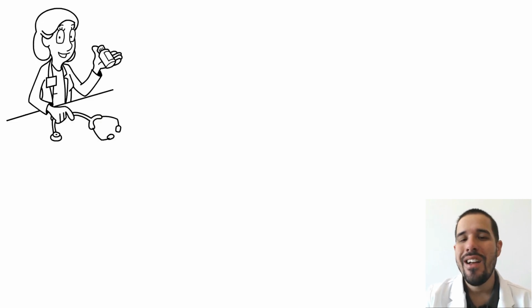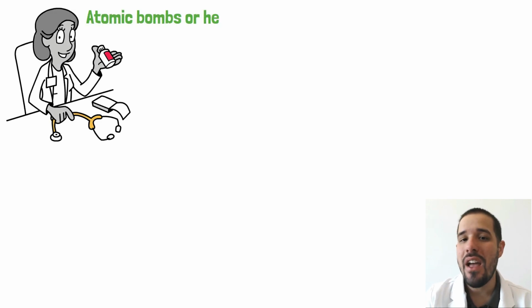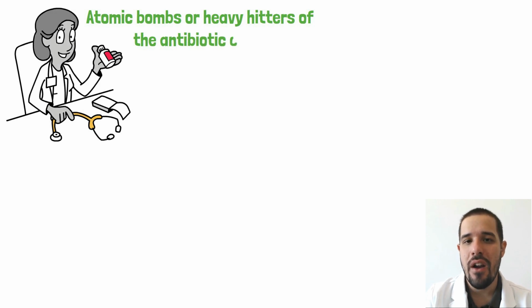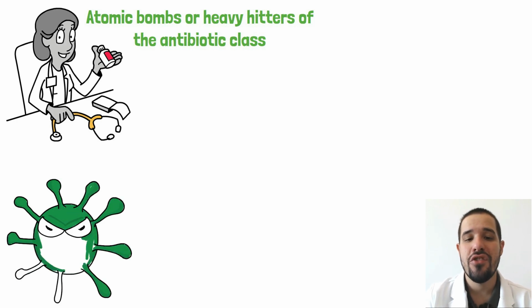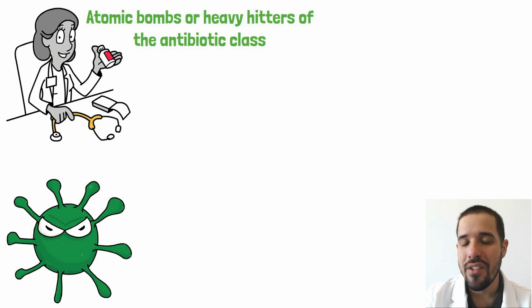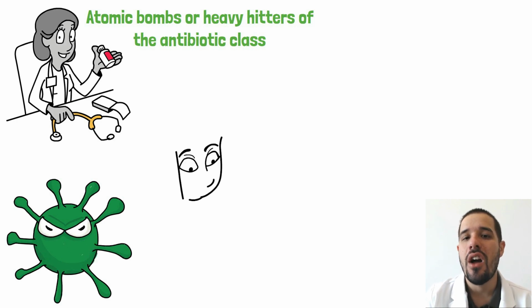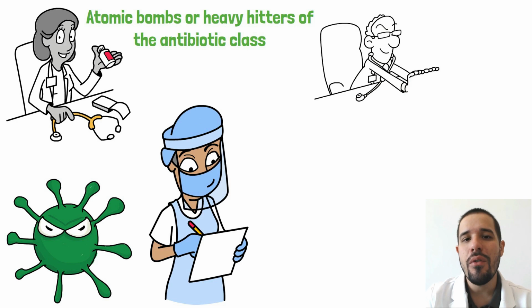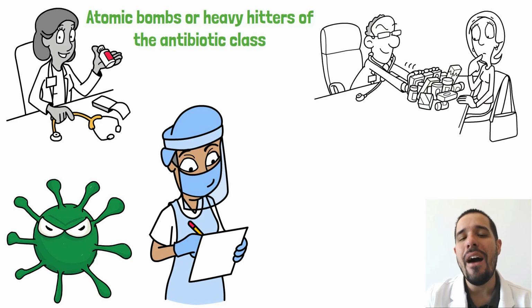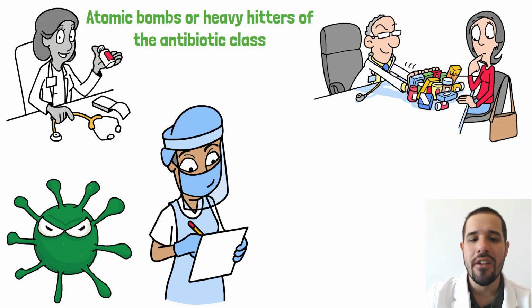Aminoglycoside antibiotics are what I like to refer to as the atomic bombs and heavy hitters of the antibiotic class, meaning that these are very potent and broad spectrum antibiotics that are utilized to treat a wide array of disease processes. But they also unfortunately cause some very toxic side effects that are very important for the nurse to monitor for. We'll dive more into these when we reach the side effects, but we are going to start with how to identify an aminoglycoside amongst other antibiotics.